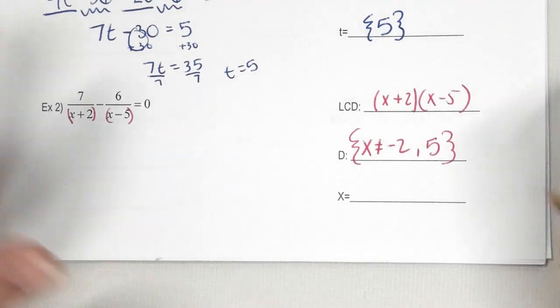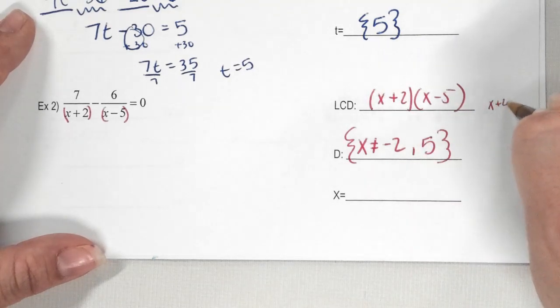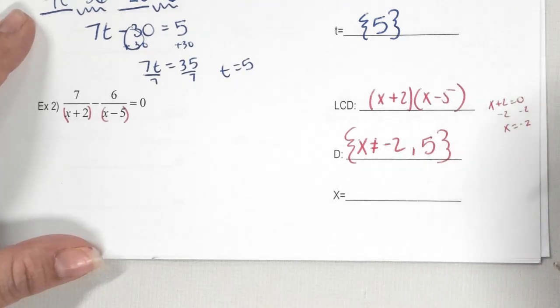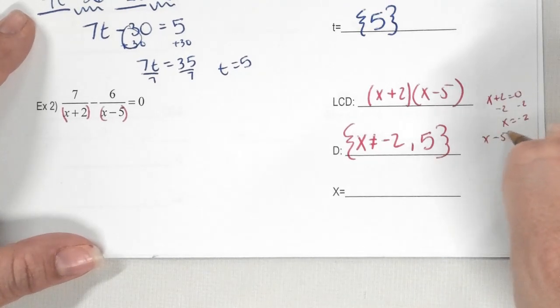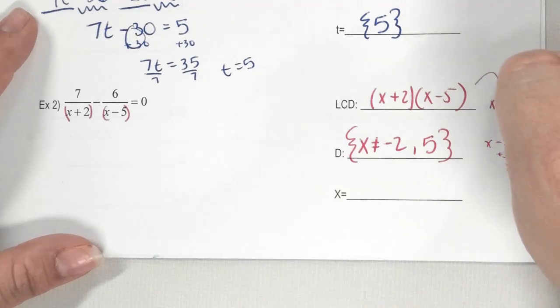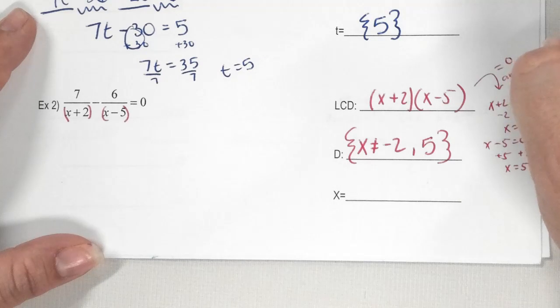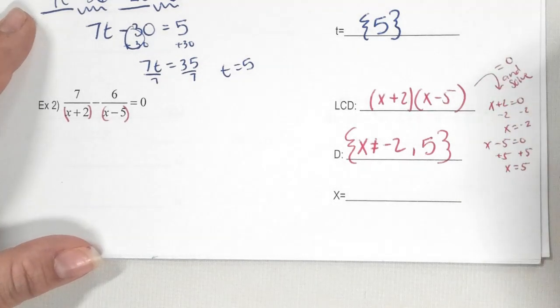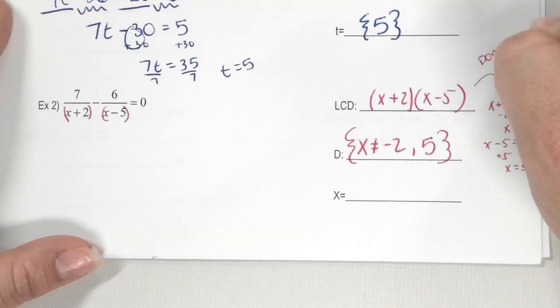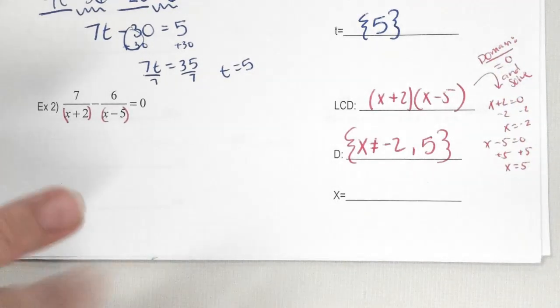No, that's why. However, if you ever look at it and you're like, I don't know what cancels that because it has a number in front, you just set them equal to 0 and solve. So x plus 2 equals 0, x equals negative 2, and that's why negative 2 can't be a solution. x minus 5 equals 0, plus 5, x equals 5, so that's why 5 cannot be a solution. You just set your LCD equal to 0 and solve to find your domain.